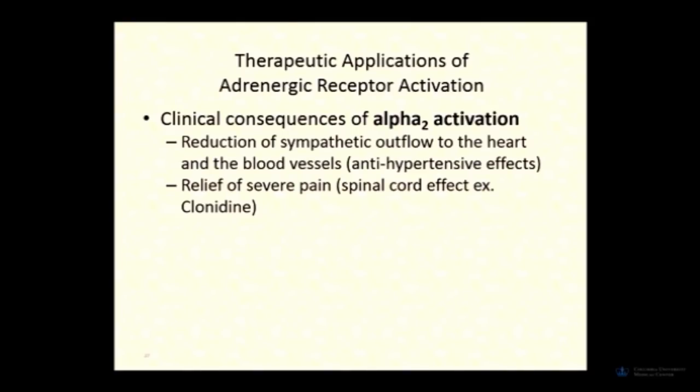And another effect that's fairly recent in its discovery, but also used more and more in recent years, is the relief of severe pain. Okay. So, and this is when these alpha 2 agonists are actually applied intrathecally, right, in the spinal cord, to treat severe pain. An example of a drug like this is clonidine. And it is unclear why this works. Okay? It's still unclear why stimulating alpha 2 receptors in the spinal cord can help treat severe pain. But it does work.